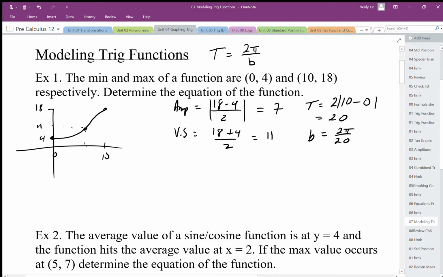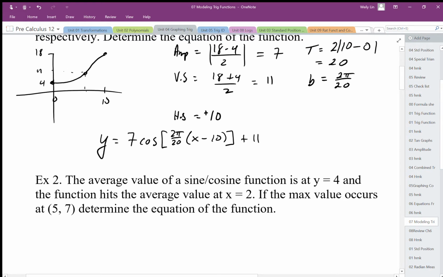I want that. It doesn't say what type of function I should use, so I'm just going to use cos. So my horizontal shift, which is p, is going to be equal to the x coordinate of the max. So there it is. Then I can write my equation as y equals 7 cosine 2 pi over 20 times x minus 10 plus my middle position of 11. So there it is.